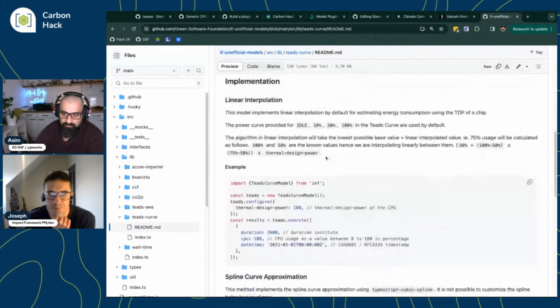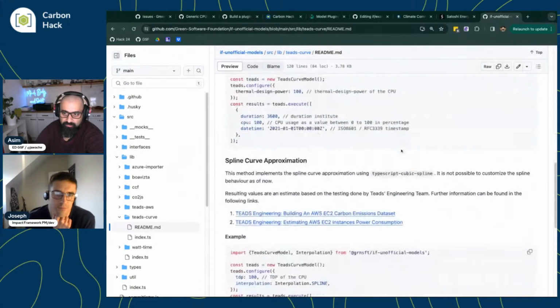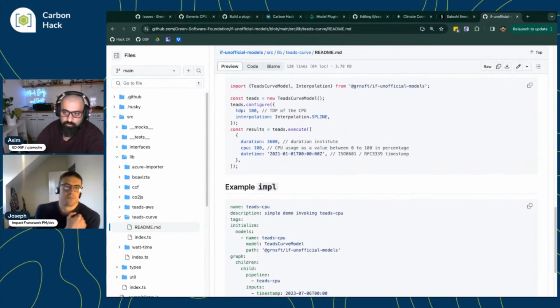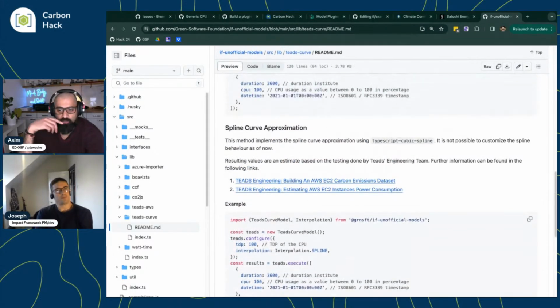So the Teeds curve has become quite famous now. The problem it's solving is: how do you know how much energy your application is consuming on the hundreds of chips that exist out there in the world? The only observation that you have is utilization. So you know that your application is at 50% utilization. What energy is that?